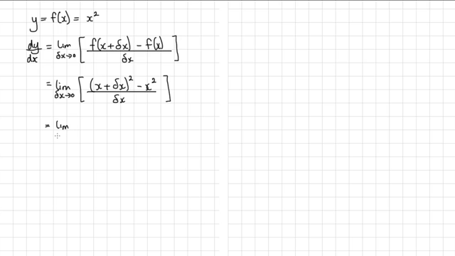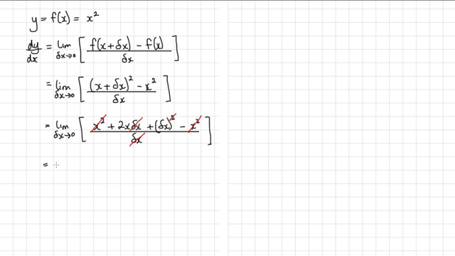So we have the limit as delta x tends to 0. Now let's expand this bracket here. We get x squared plus 2x delta x plus delta x all squared, and then we've got the minus x squared. Again, that's all over delta x. Now what we can do, we can see if we can cancel any terms. Well, I've got an x squared here minus the x squared, so the x squared terms will cancel. Now we can look at cancelling the delta x. So that one will cancel with this one, and just one of these.